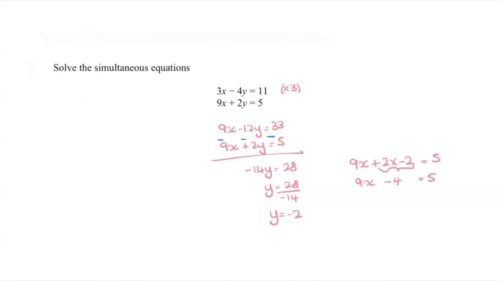And then I just do my normal hopping to get x on its own. So the 4 lands as plus 4. Giving us 9, and then you divide through by 9 to get x equals 1. So x equals 1 and y equals minus 2.